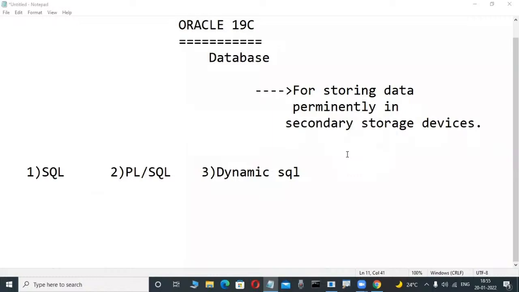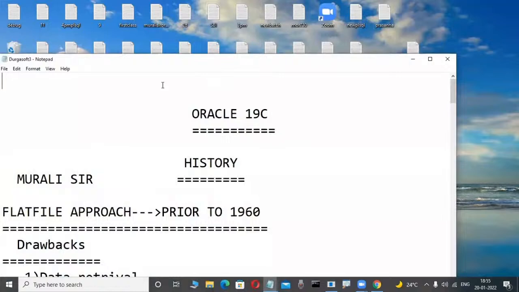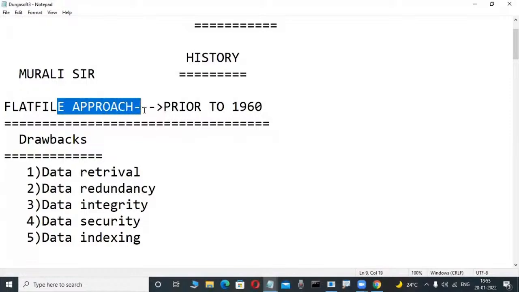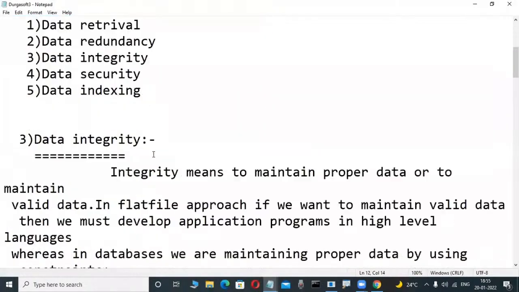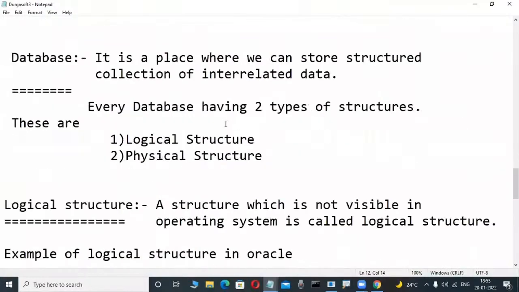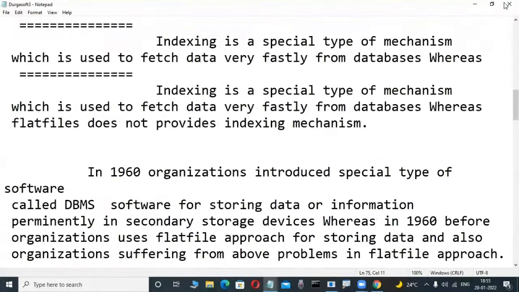In this course, we are covering SQL, PL/SQL, and dynamic SQL along with this. One of these days we will also tell the history. In the olden days, the flat file approach was there. What are its drawbacks, we will learn in the middle of the course. Then what is a database? What are DBMS and RDBMS, and what are the differences? These are all things we are learning one of these days.